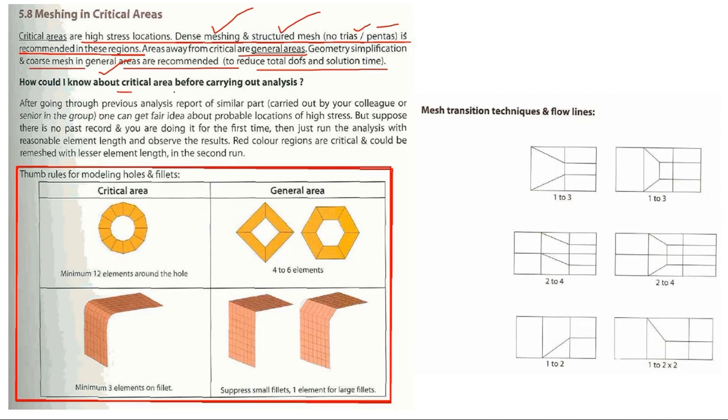How could I know about the critical area before carrying out analysis? After going through the previous analysis report, or similar parts carried out by your colleague or senior group, one can get a fair idea about probable location of high stress. If you see here all these locations, there can be some high stress. So this area we need to make more fine-tuned. General area we can make 4 to 6 elements. This portion also is a curved portion, minimum 3 fillet elements. Suppress small fillets, with 1 element for large fillets. Other areas, general areas. Critical area we can go with fine-tuned members.